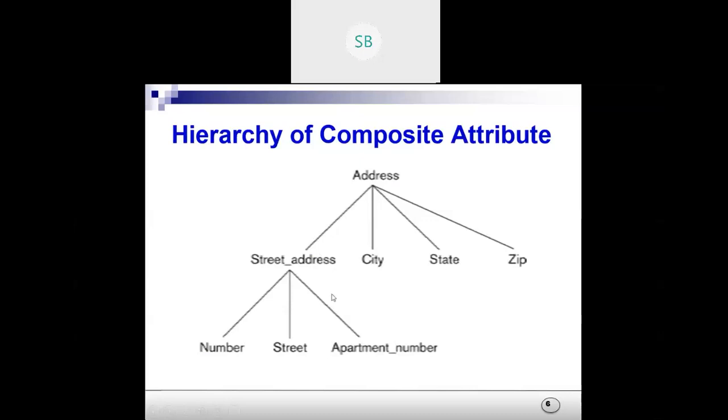Again, this street address is composed of number, street, and apartment number, right? Ultimately, this number has the hierarchy. You can see the street address, and again there is address, so it forms the hierarchy. The different levels are there. So this is a composed attribute. Address is a composite attribute, which itself can have another composite attribute like the street number. Composite means the attribute can be broken down.